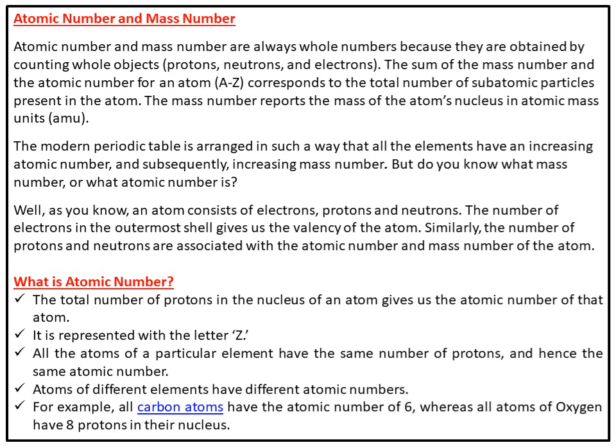So what is the mass number or atomic mass? It is the sum of number of protons and neutrons present in the nucleus of an atom. Mass number, represented by capital A, is equal to atomic number plus number of neutrons. So mass number means number of protons plus number of neutrons. Therefore, number of neutrons is equal to mass number minus atomic number.